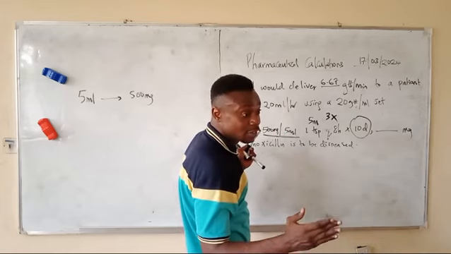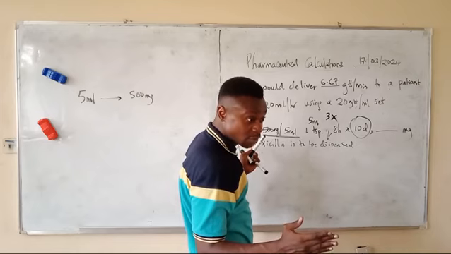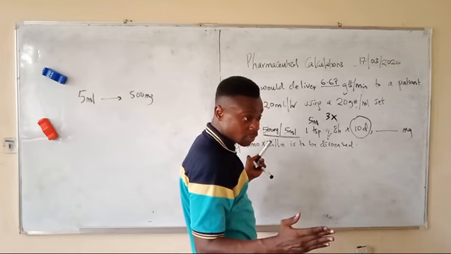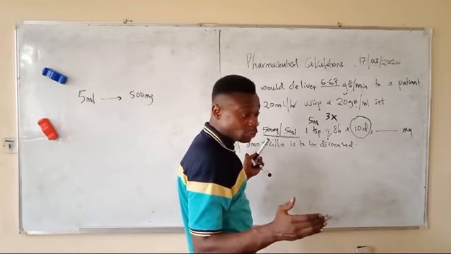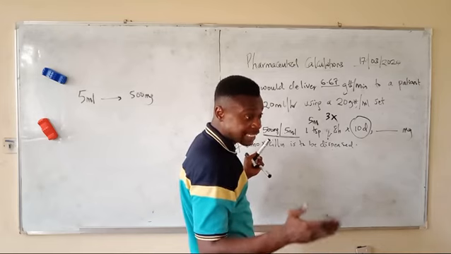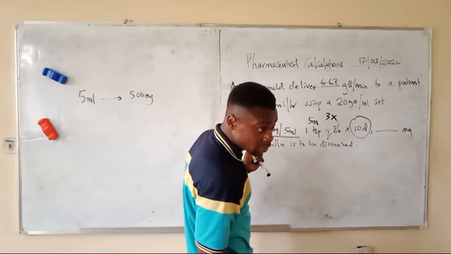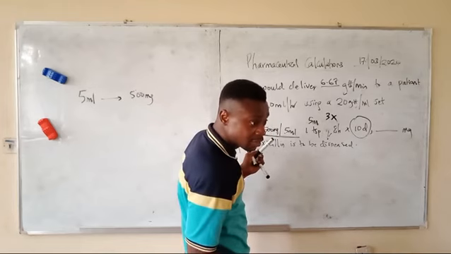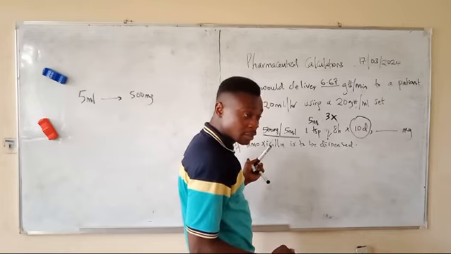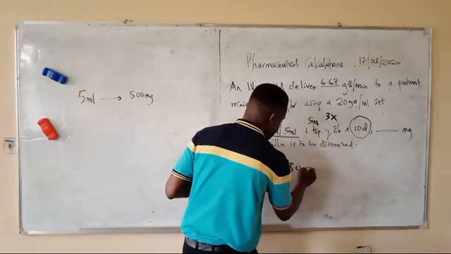5 times that is 300. No, sorry. What is 5 times 30? 5 times 3 is what? 15. Then add that 0 now. 5 times 30, that is what?